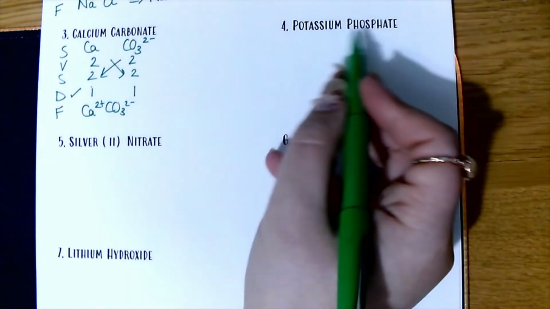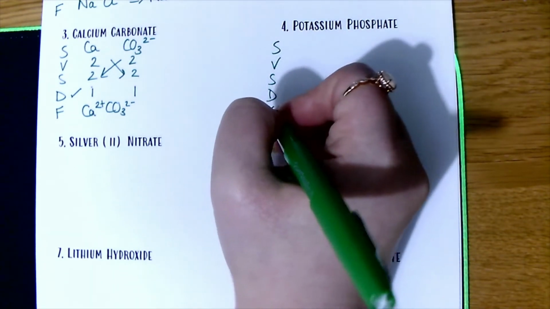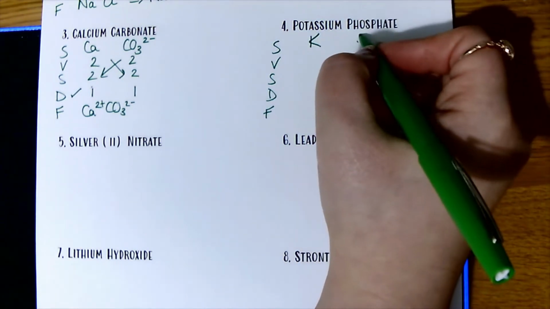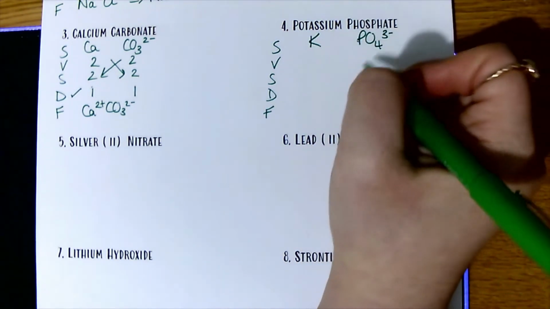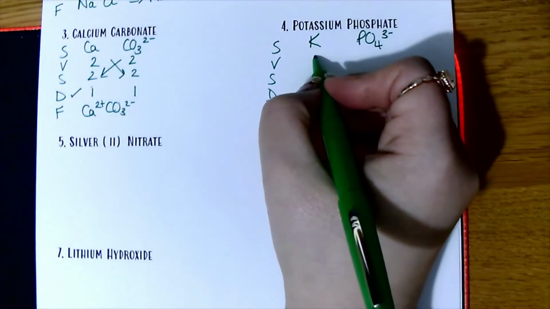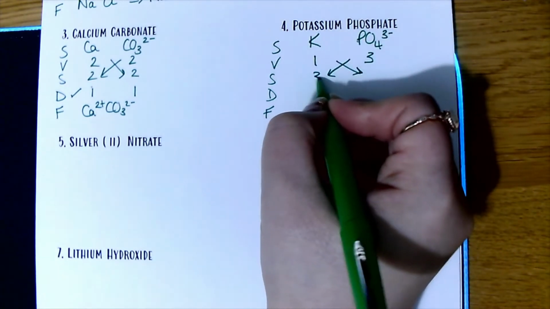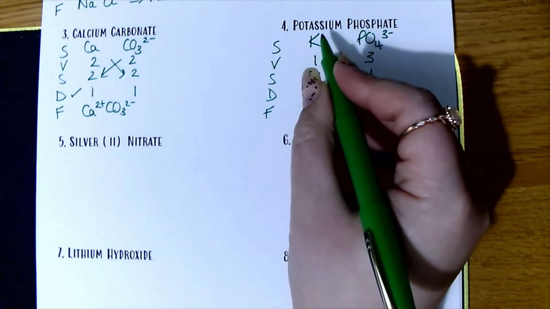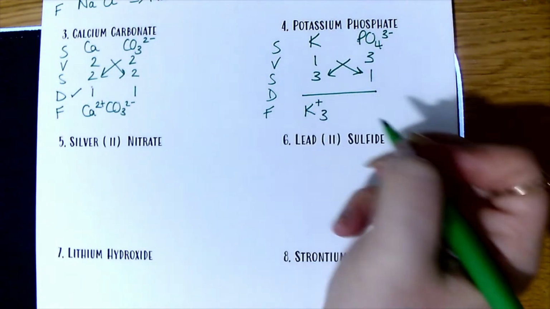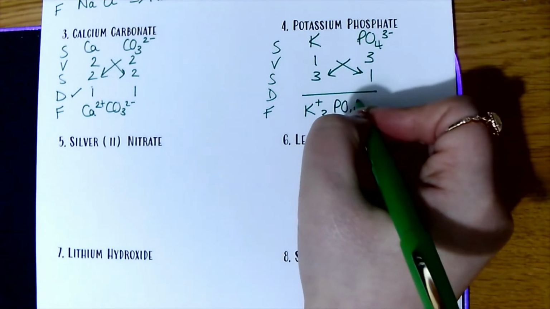And let's just consolidate that by looking at example 4. Potassium symbol is K. Phosphate, again at your data booklet, is PO4 3 negative. The valency for potassium is 1. The valency for phosphate ion is 3. Swap them over. Cannot divide. It's going to be a K plus ion, and there are 3 of them. And we only have one phosphate ion, so we can write that like this.